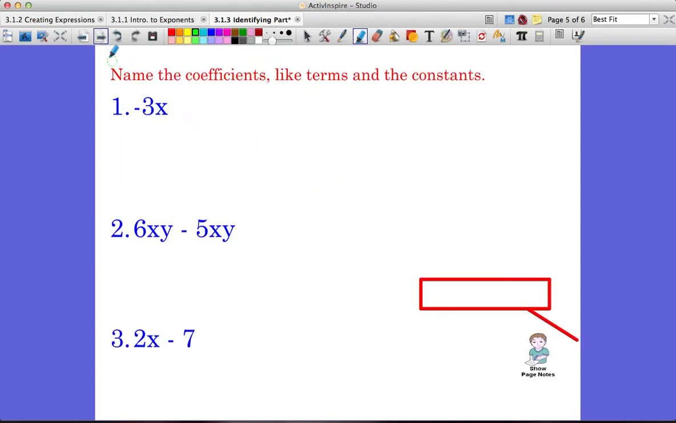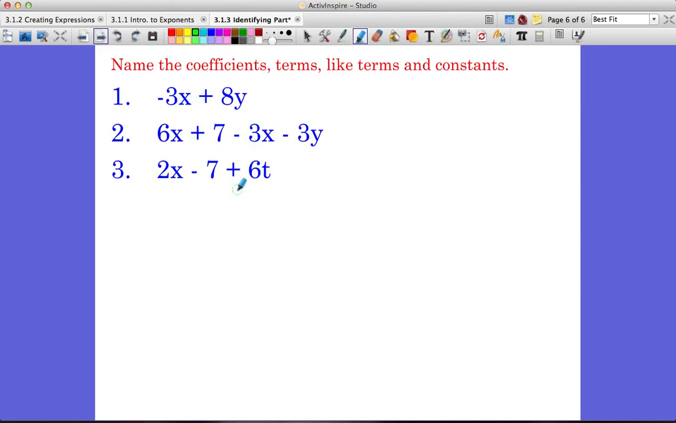Alright, so all that you need to do for tonight is to solve these. You're doing the same thing, except for now you're doing the coefficients, terms, like terms, and constants. So you need to list them in your notes. And if you have any questions, please make sure to post them to Edmodo so we can go over them in class.